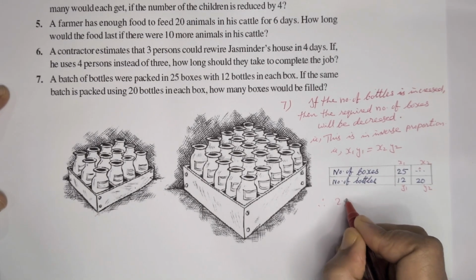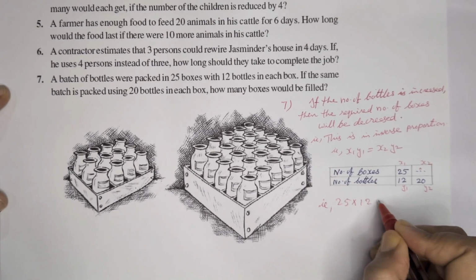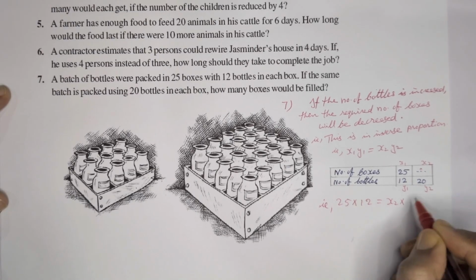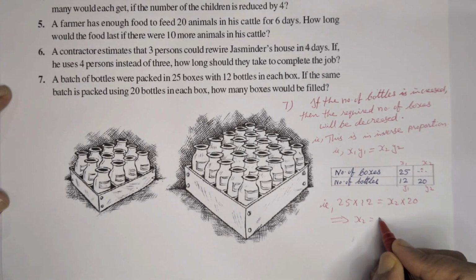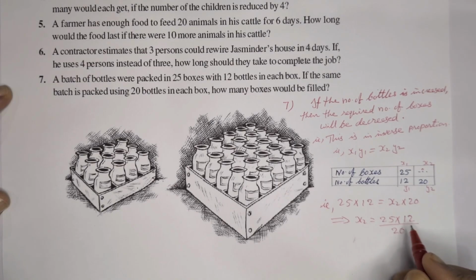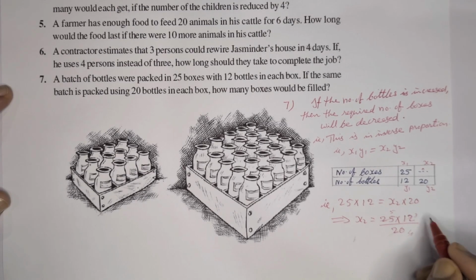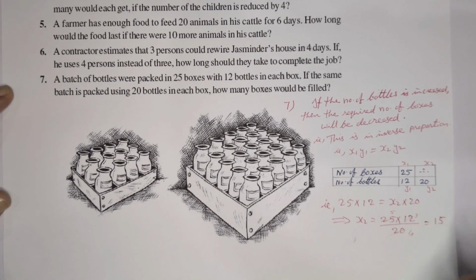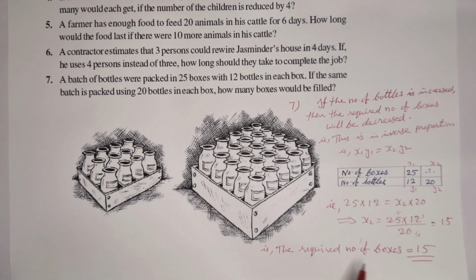x1 25 into 12 is equal to x2, we have to find, y2 is 20, which implies x2 is equal to 25 into 12 divided by 20. When we are dividing by 5, here 4 times, here 5 times, with the 4 here 3 times. So 5 into 3, 15. So we can write that the required number of boxes is equal to 15.